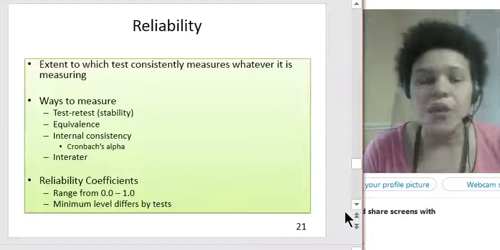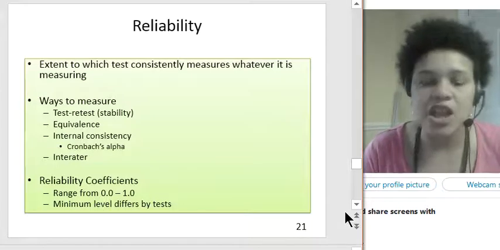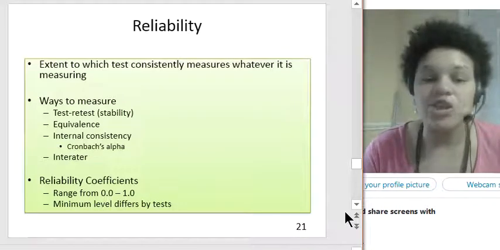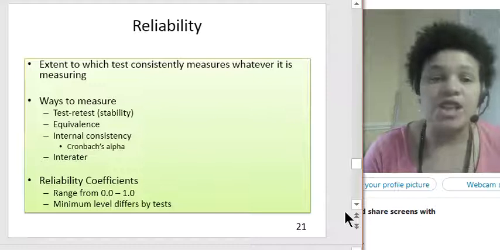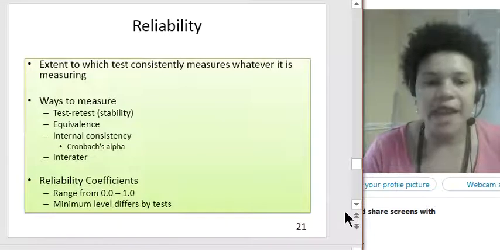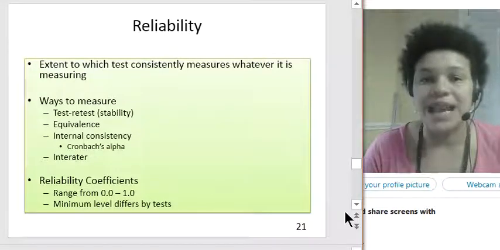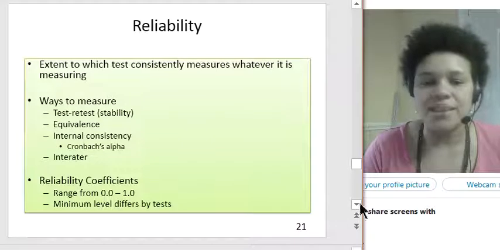Now, reliability coefficients are just statistics that relate to reliability. Usually they range from 0 to 1. And the minimum level differs by test, by the type of statistical test that's being used.